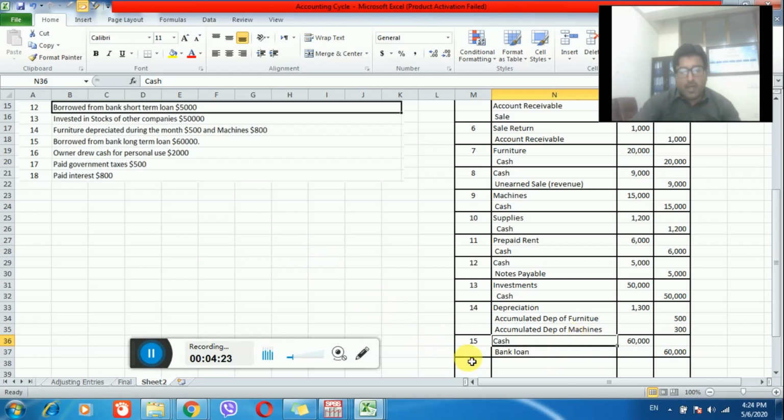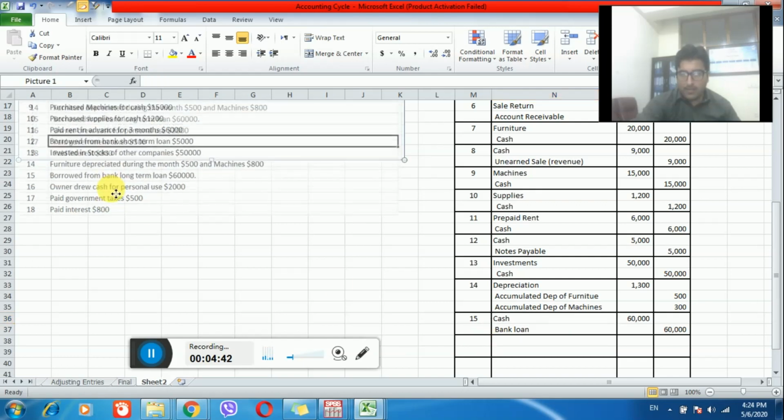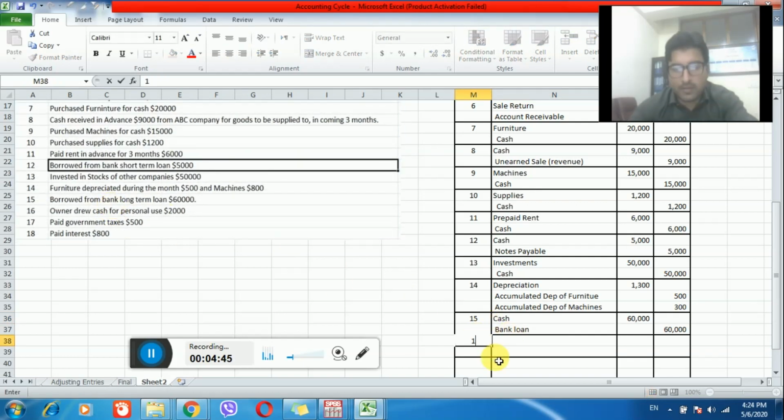Okay, and number 16, we have owner drew cash for personal use $2,000. Okay, now what is happening here? Drawing account, that is debited, clear, and what has been drawn? Cash account credited. Okay, drawing how much? $2,000 and cash account credited $2,000.